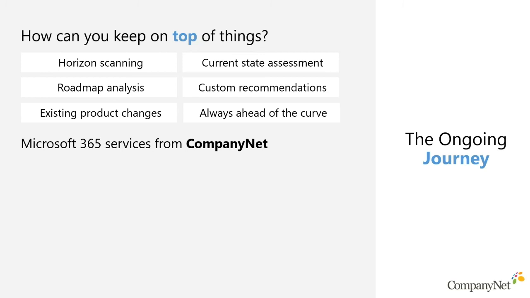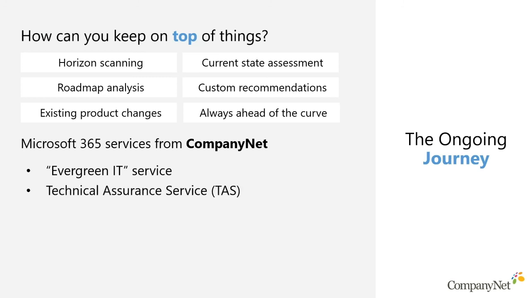So services that we offer from CompanyNet: Evergreen IT service. This is where we do a lot of the horizon scanning. We help you see what's coming down from Microsoft, not just with Microsoft 365, but stepping into things like Azure. We're letting you know what's coming, how you need to change, and it's always custom to your organization. So the more we know about your organization, the more we can align the recommendations, so what we recommend that you would do with a particular element or a particular setting change that's coming down from the cloud.